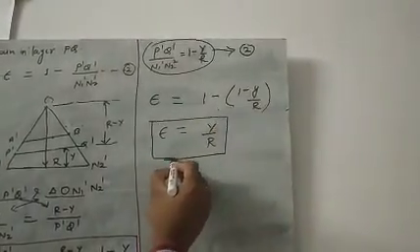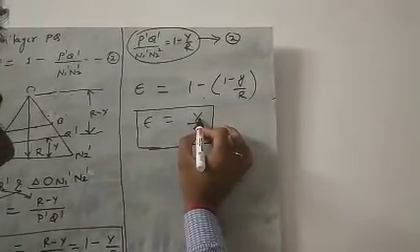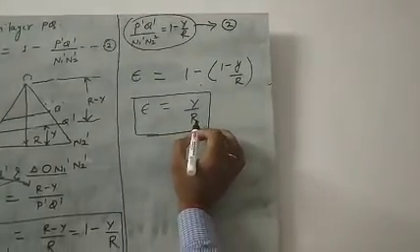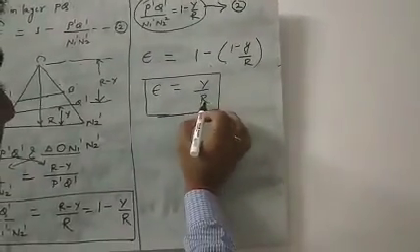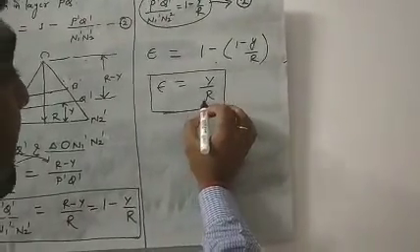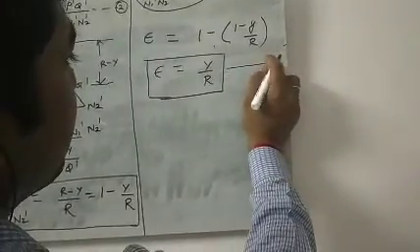So the compressive strain in layer PQ is equal to the distance of fiber PQ from the neutral axis over the radius of curvature. This is the relation between compressive strain and radius of curvature of the beam. Clear? This is equation number 3.